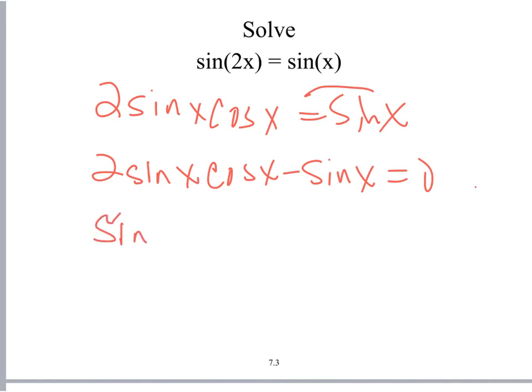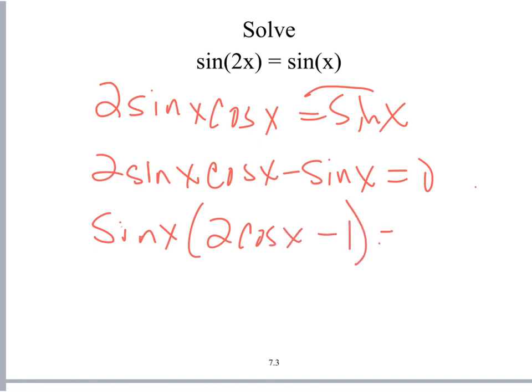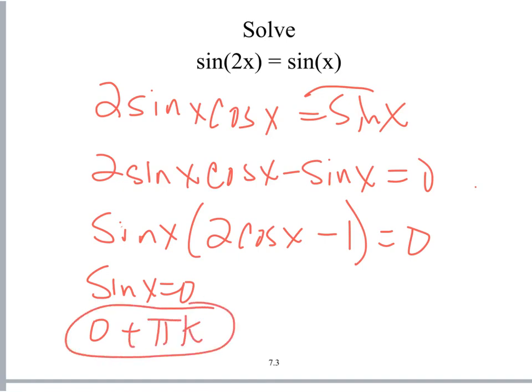So I'm going to factor out sine x. That's going to leave 2 cosine x minus 1 equals 0. So where does the sine of x equal 0? It equals 0 at 0 and at pi. Whoops, not 2 pi, 1 pi. So that takes care of those set of answers.